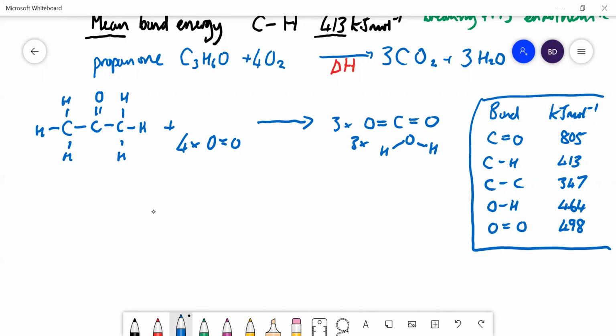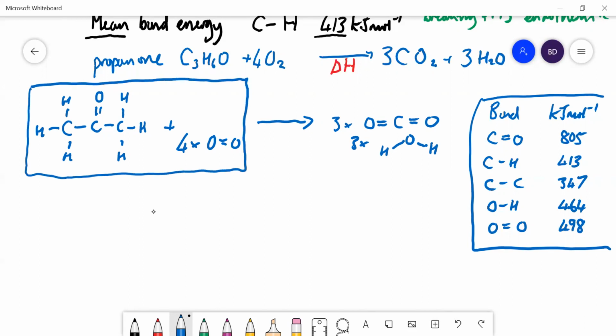What some people will do is the sum of the bonds broken plus the sum of the bonds formed. I don't like doing that. I prefer to do an energy cycle. It's a bit more versatile. So remember this is Hess's law. I'm going to draw a Hess's law energy cycle. We always need a third thing down here, don't we?